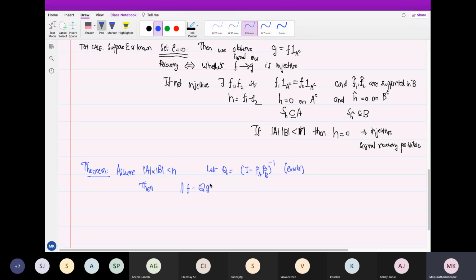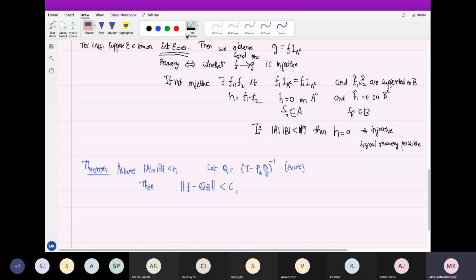Of course, it can't be exactly equal to f. So I'll say that this is bounded by a certain constant, which depends on A and B and also on n, so let me just call it C, times the norm of the noise, which is what I called epsilon. Everything is in L2. This constant depends on how well this is satisfied, so it is 1 over the square root of 1 minus the cardinality of A times the cardinality of B over n. This is the measure of how good that is.